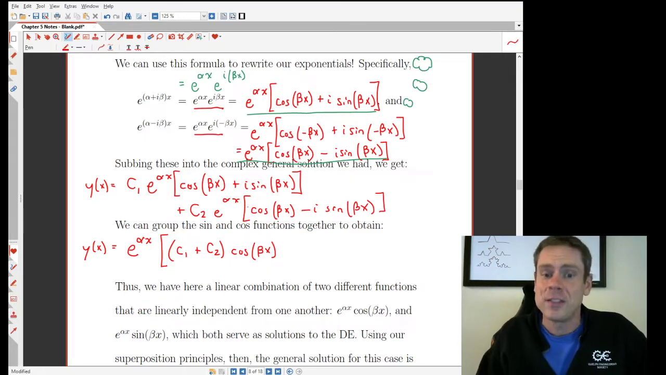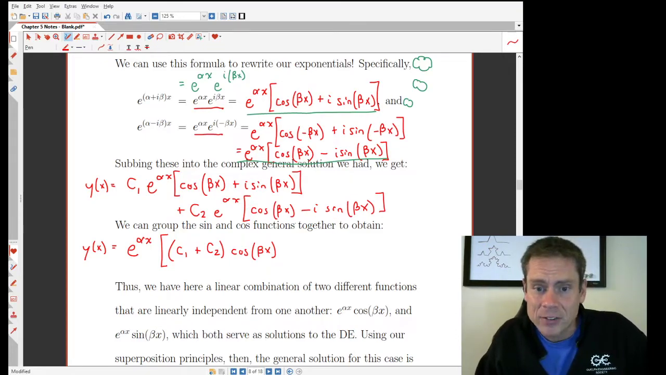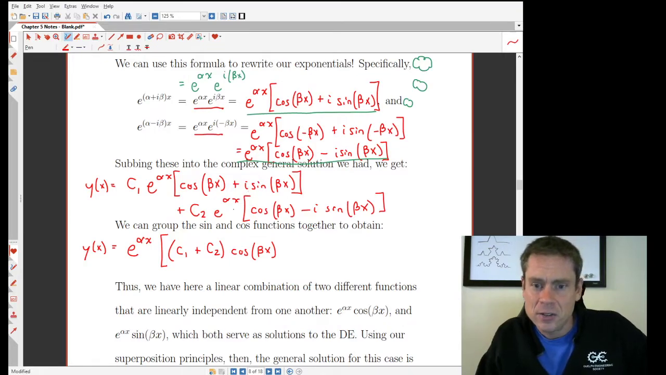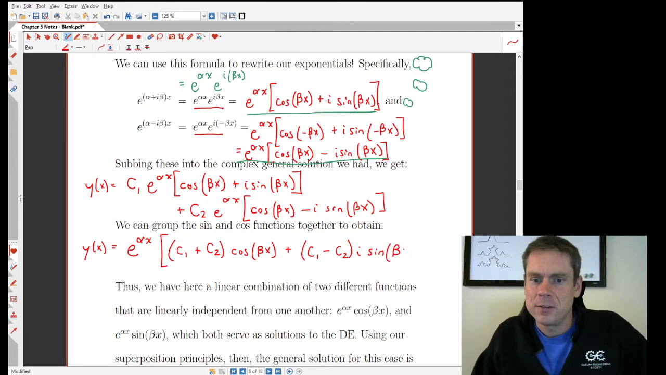And now let's do the sine. The sine is going to have here c1 times I in front of the first, and minus I times c2 in front of the second. So it looks like here we're going to get, let's see, plus. I'm going to write c1 minus c2, thinking of that minus sign right there, times the I in front of sine of beta x.